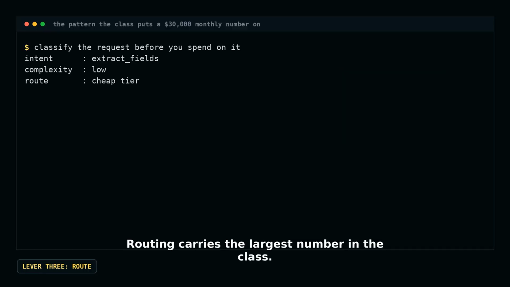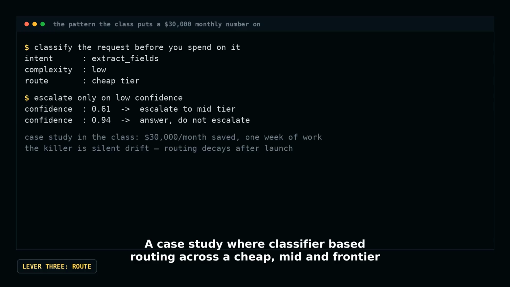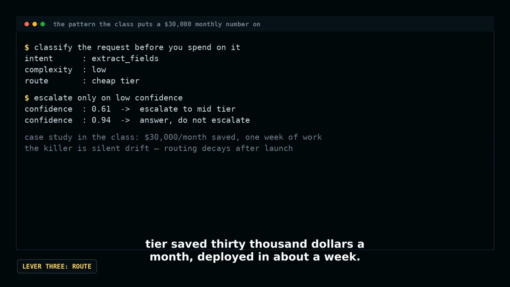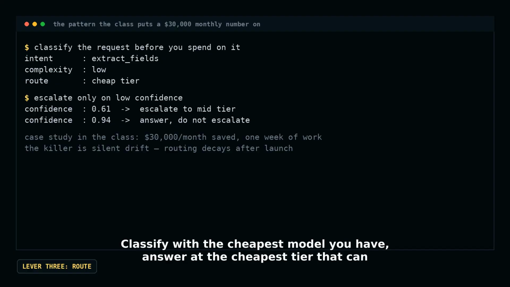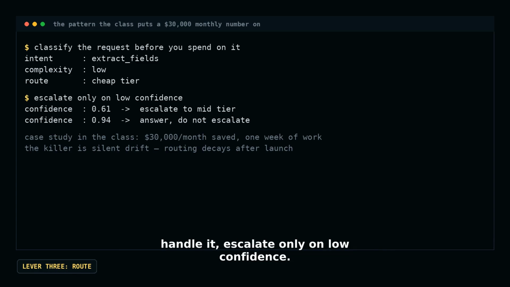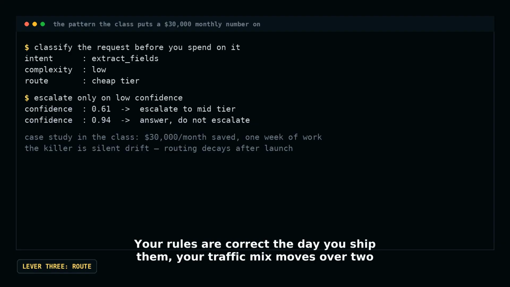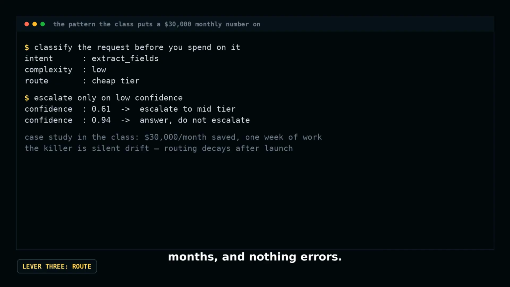Routing carries the largest number in the class. A case study where classifier-based routing across a cheap, mid, and frontier tier saved $30,000 a month, deployed in about a week. Classify with the cheapest model you have, answer at the cheapest tier that can handle it, escalate only on low confidence. What bites you is silent drift. Your rules are correct the day you ship them. Your traffic mix moves over 2 months and nothing errors. It just quietly gets more expensive.